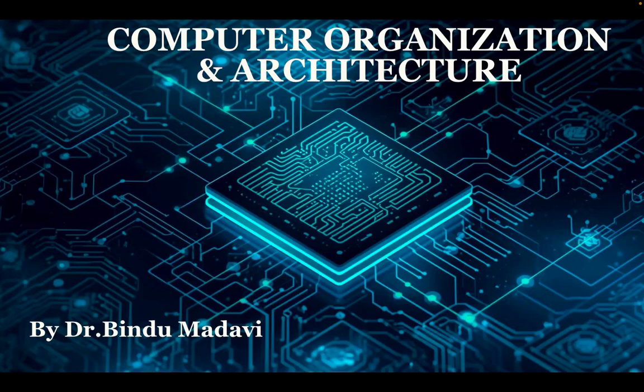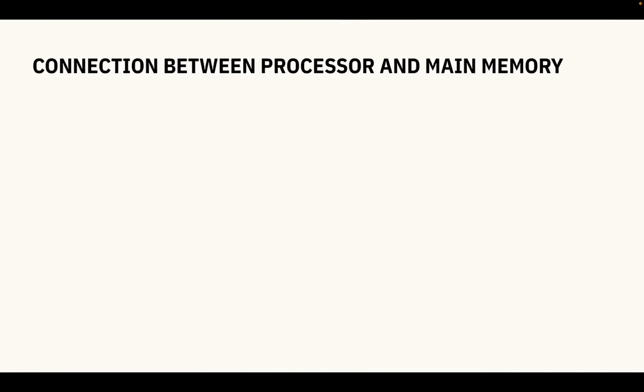In today's session, we'll explore the connection between the processor and the main memory and understand how the different components of the CPU, like the ALU, control unit, registers and processor memory interface, work together in order to execute the instruction.